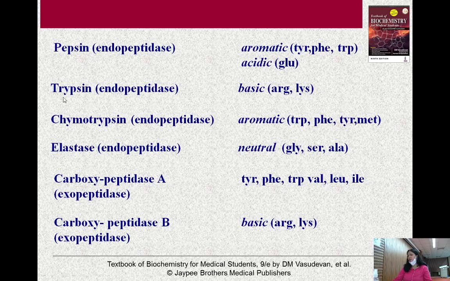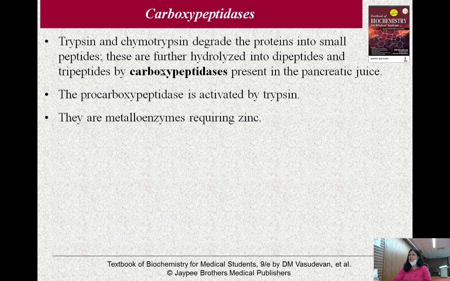So with the help of these pancreatic enzymes, the protein will ultimately be broken down into individual amino acids, tripeptides and dipeptides. Clear? So what type of enzyme is carboxypeptidase? They are metalloenzymes requiring zinc. Zinc is also present in carbonic anhydrase, isn't it?